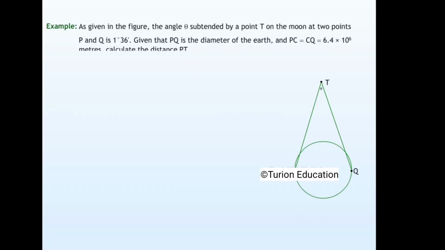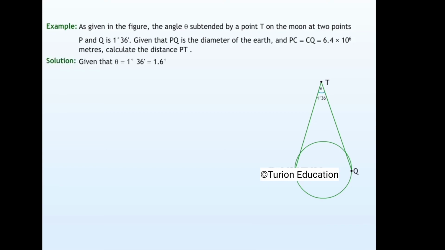As given in the figure, the angle theta subtended by a point T on the moon at 2 points P and Q is 1 degree 36 minutes. Given that PQ is the diameter of the Earth and PC equals CQ equals 6.4 into 10 raised to 6 meters. Calculate the distance PT.